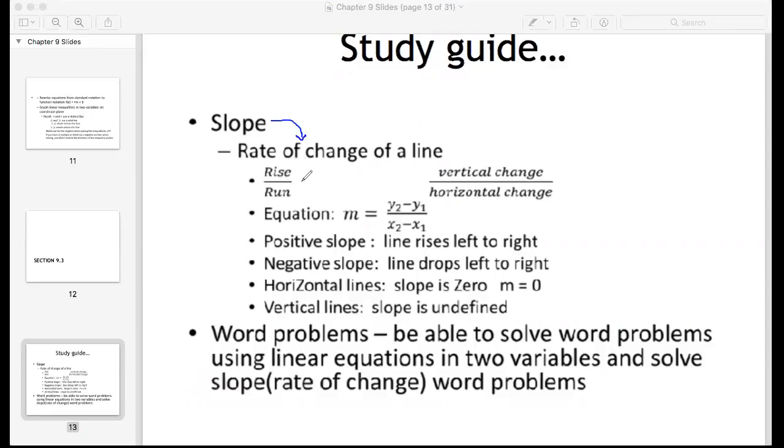The other thing that we're going to see is that rate of change, or slope, is always the rise over the run. This means that it is always going to be your y values over your x values. Okay, so y is always on top, x is on the bottom.